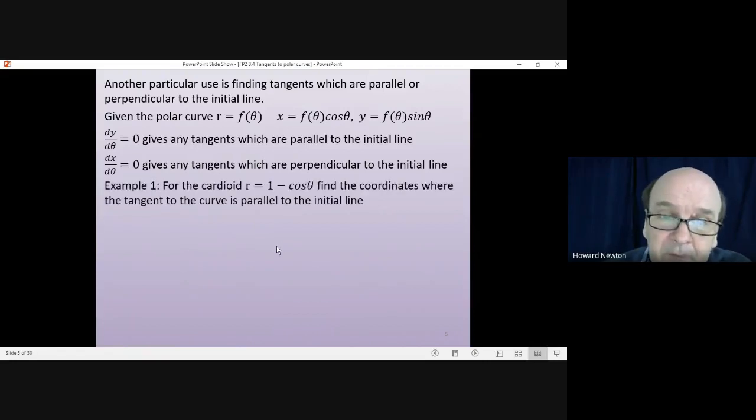So for example, for the cardioid r equals 1 minus cos theta, find the coordinates where the tangent to the curve is parallel to the initial line. Parallel means we're going to be finding dy by d theta, and we're going to let dy by d theta equal 0 and then solve that equation. And y is f of theta times sine theta, where f of theta is 1 minus cos theta in this question. Okay, I'll let you have a go at working your way through this yourself.